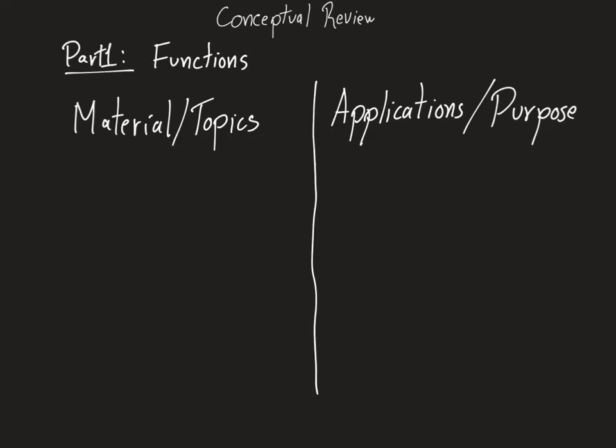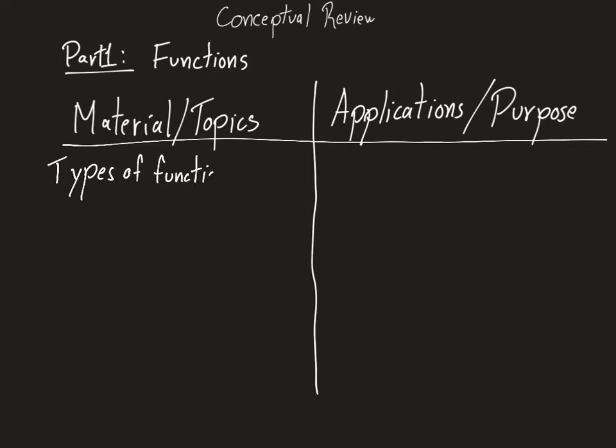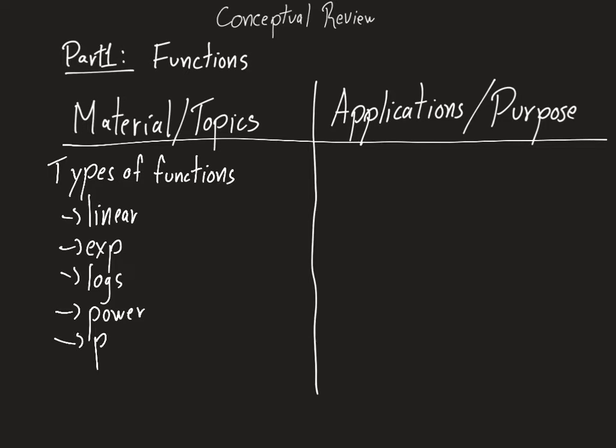Okay. In this first section of our course, we went over a bunch of different topics. Most of these were just different types of functions. And we went over each of these individually. We covered linear functions and linear models. We covered exponential functions. We covered logarithmic functions. We covered power functions. We covered polynomials.